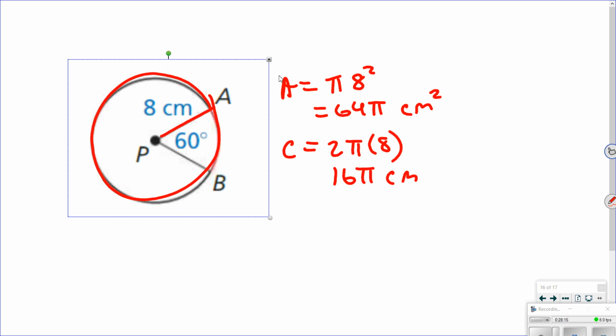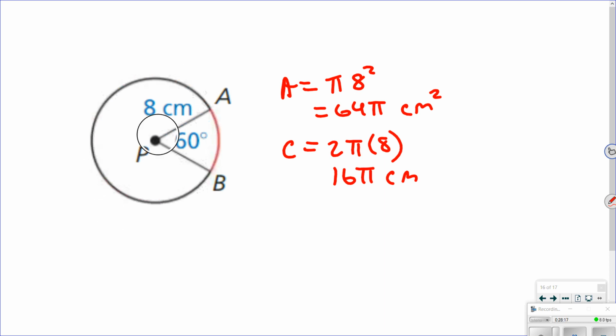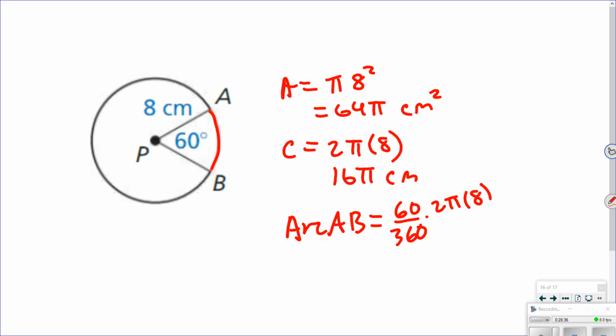Okay, let's say I just want to find, though, the measure of arc AB. So I want to find arc. How long is arc AB? I want to find that length right there. So I take the measure of the angle, 60 over 360, times the circumference. So 2 pi times 8.